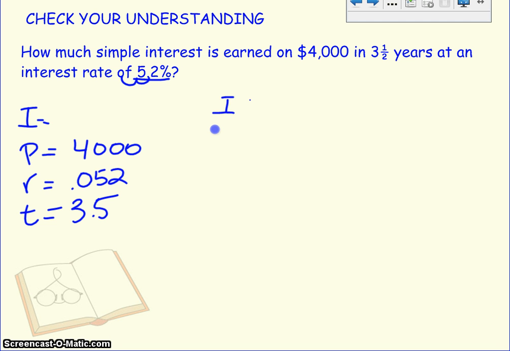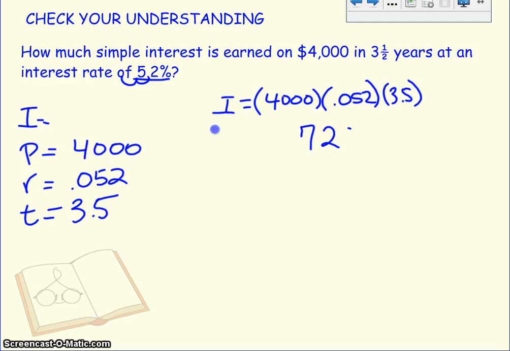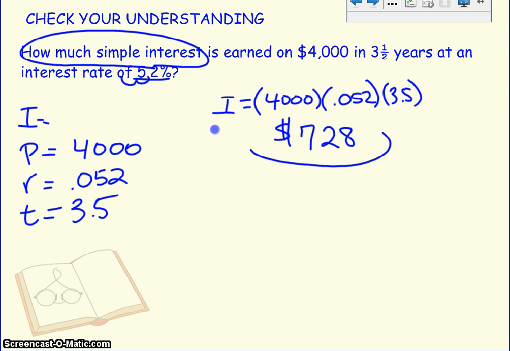Plugging that into my value, interest equals 4,000 times 0.052 times 3.5 in years. And when I multiply all that out, I get $728. Now notice this question, how much interest is earned? Not what is the account balance. So I don't add that back in. My answer is simply $728.